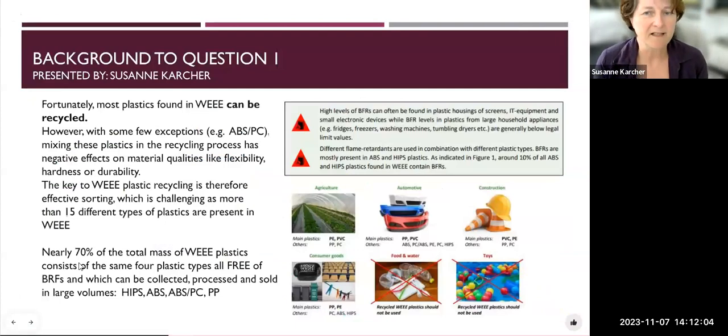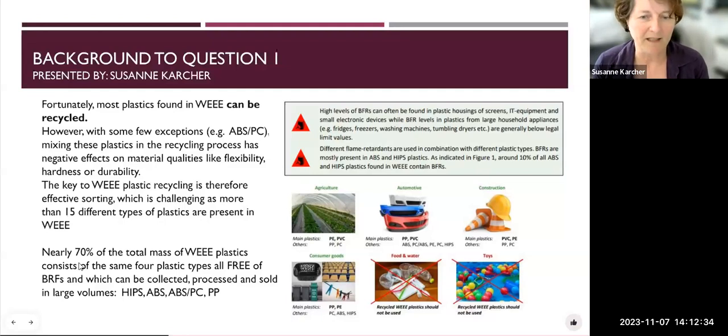Right. So as I said, fortunately, most plastics that we find in e-waste can actually be recycled. What is important to say is that their potential for recycling is at its best when they are pure, when they are separated from each other. There are some exceptions with ABS and polycarbonate, but the golden rule is keep them separate from each other. So the key is, how do we separate those e-waste plastics, right?